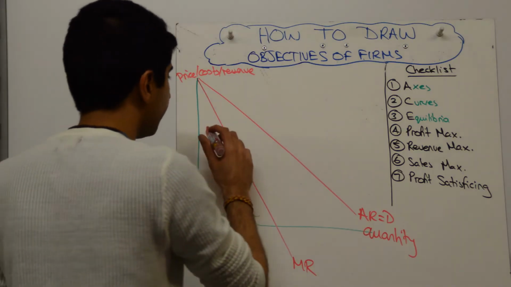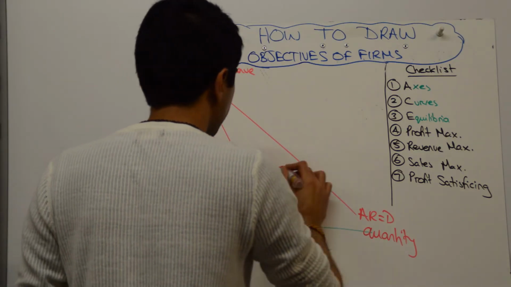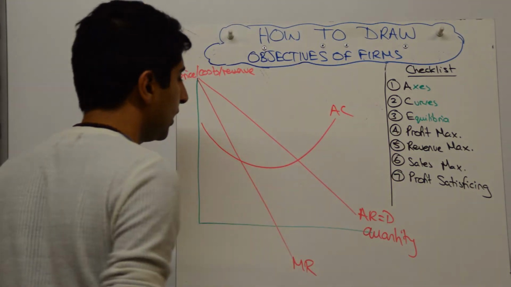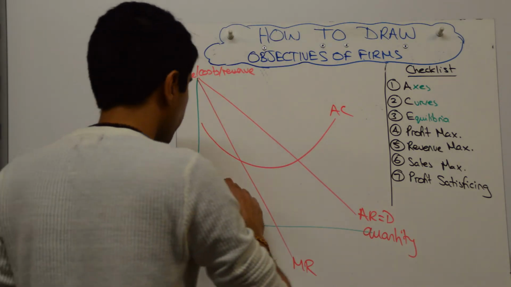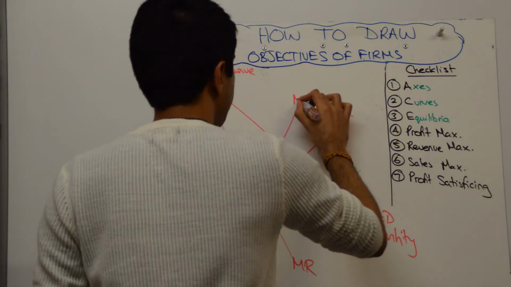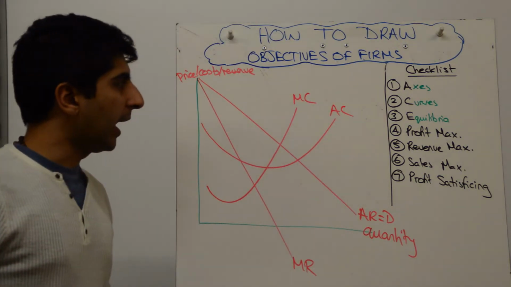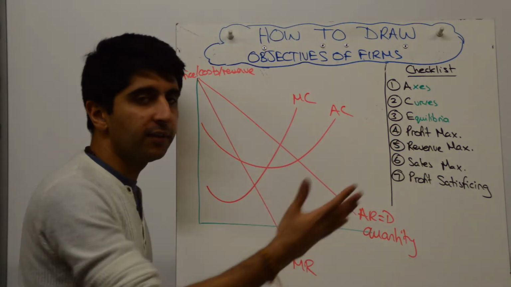The rest is just the same, so average cost, draw it as you're used to, like that. Your marginal cost needs to cut AC at its lowest point, so like that will be absolutely fine. And then we want to start showing these different objectives.